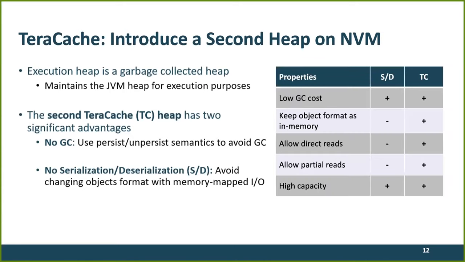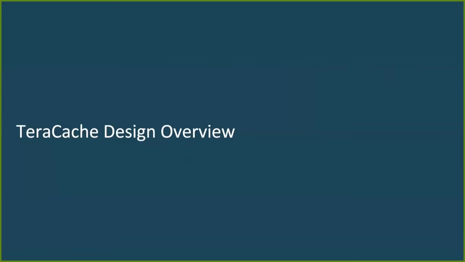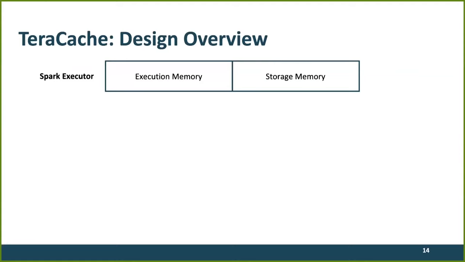So in this table, I conclude the properties of TeraCache compared to serialization. TeraCache has low garbage collection cost, keeps object formats as in memory, allows direct reads, allows partial reads, and provides high capacity. So this is the overview of TeraCache.